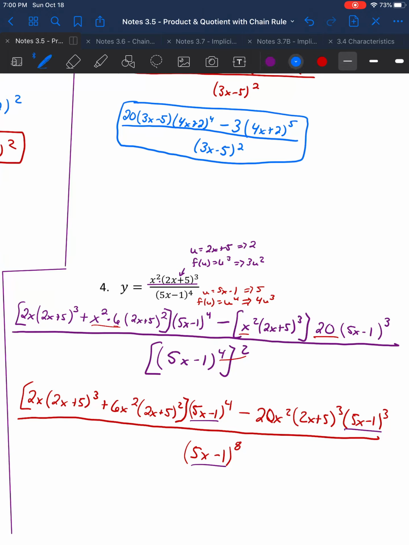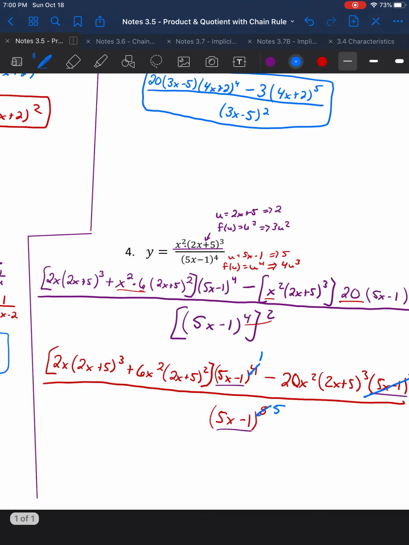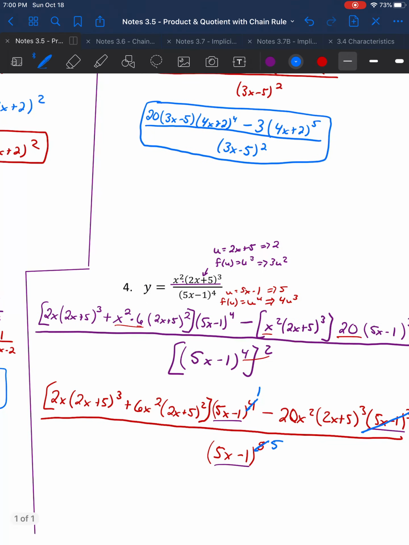Now, a thing that you all need to start trying to train yourself to see a little bit is there's a lot of junk going on, but do we see something in common? And I hope you're all saying yes. This 5x minus 1, I see it in all three locations. So I can cancel some of those. I have 5x minus 1 cubed, 4th and 8th, so I can get rid of 3 of them, which would leave me 1 here, 5 here.